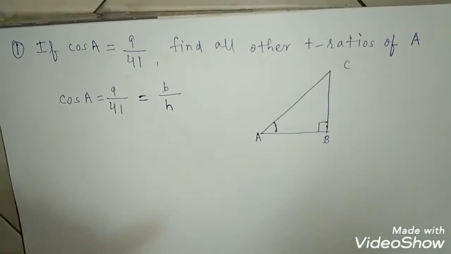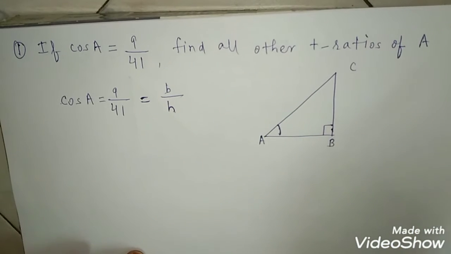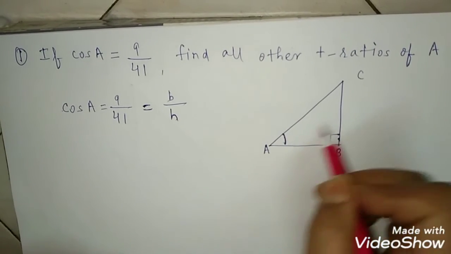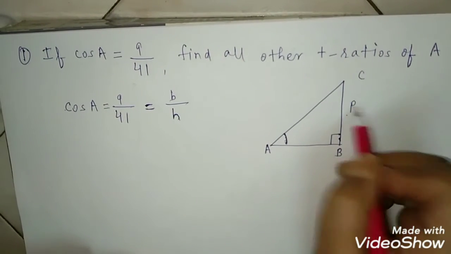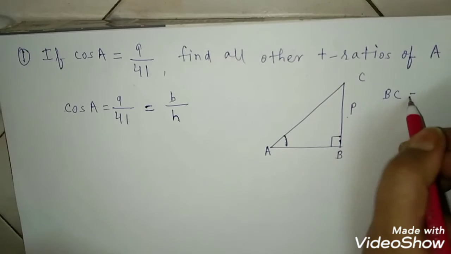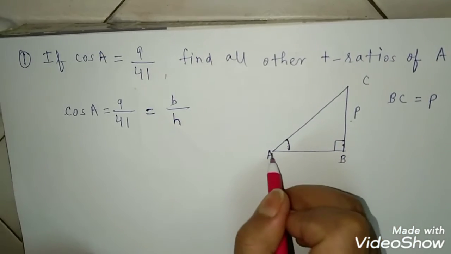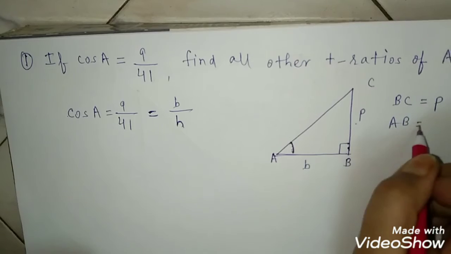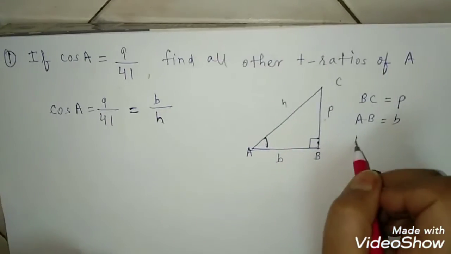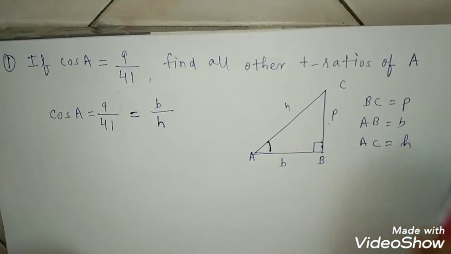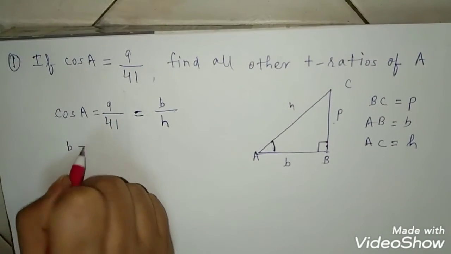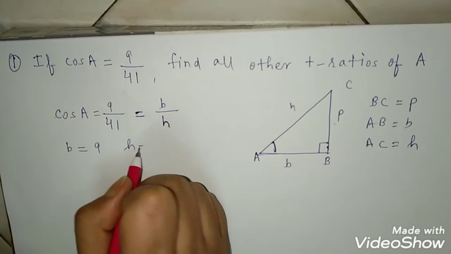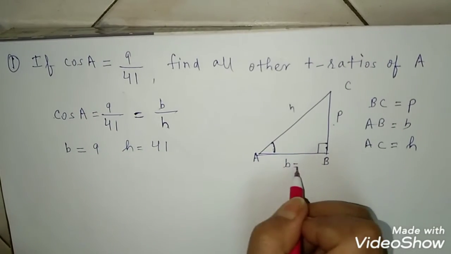Now what is base here? Which side is considered as base? The side opposite to the angle is perpendicular, so BC is perpendicular. The side adjacent is base, so AB is base, and AC is hypotenuse. So here, what all things are we given? Base is 9. Hypotenuse is 41. So we'll write it here.